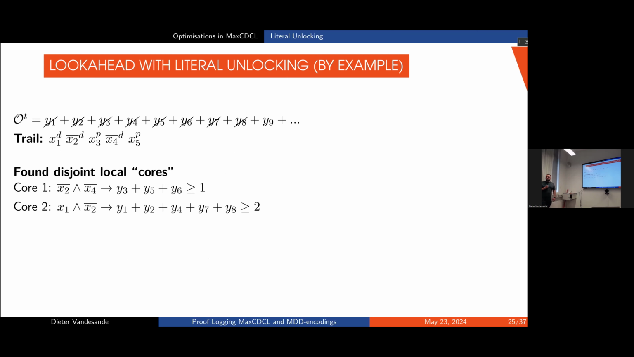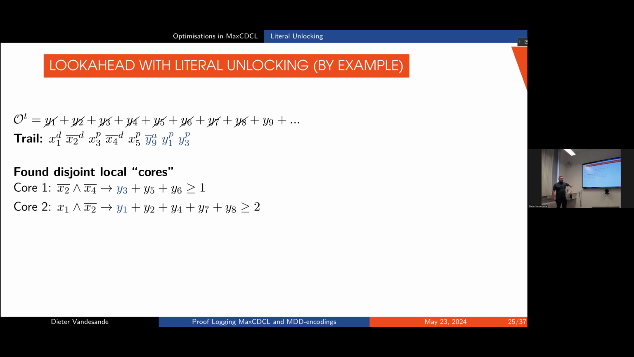But how to find such cores? Well, that's a bit intricate. So we have our current partial assignment. We have our cores over all literals from y1 up until y8. So now the next literal that can be assumed false in the search is y9. And we assume y9 to be false. This propagates y1 and y3. I have marked here the 2 literals with blue. And as you can see, y3 is propagated too.